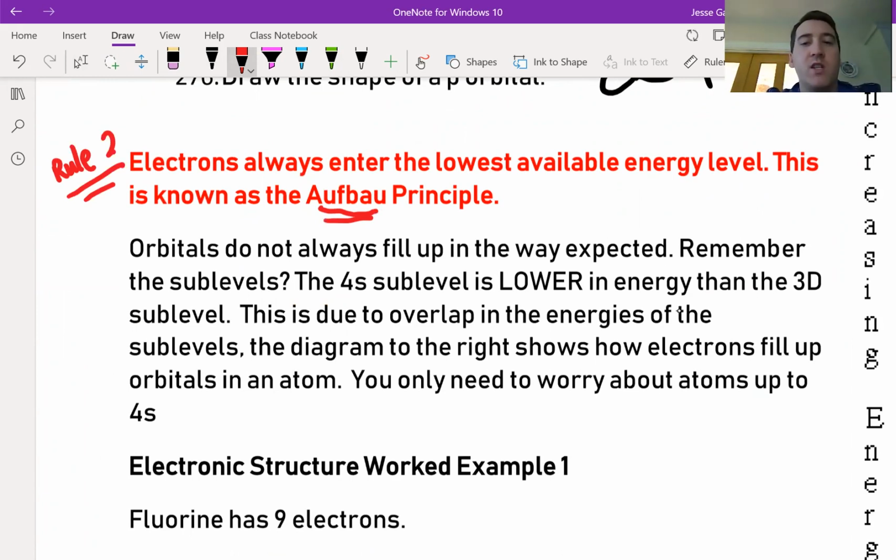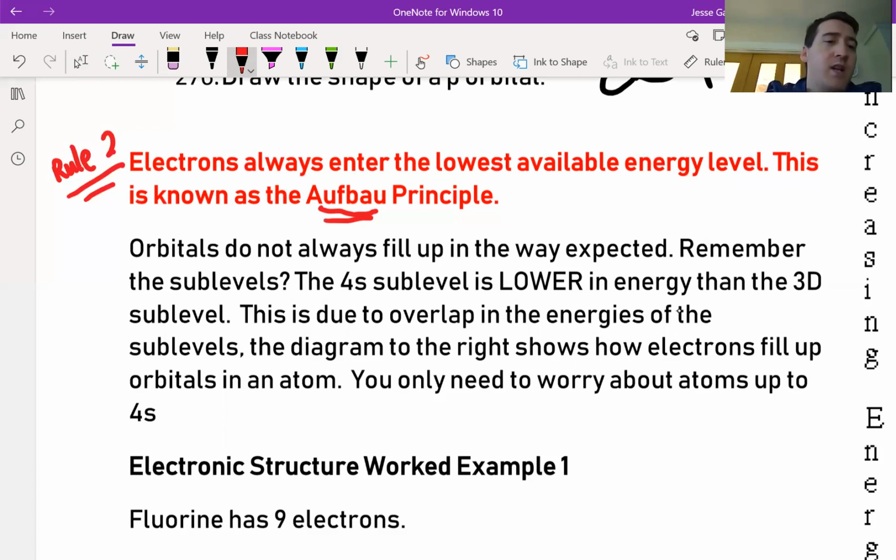So the Aufbau principle says that electrons always enter the lowest available energy level. That's not really new for us, but I suppose it's the first time we've seen it being called the Aufbau principle. We have seen before a rule that Bohr figured out, that electrons always occupy the lowest available energy level. This is kind of an expansion of that when we're talking about the SPD electronic configurations. So that's the Aufbau principle.